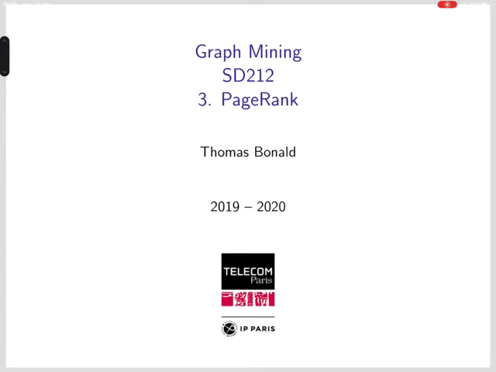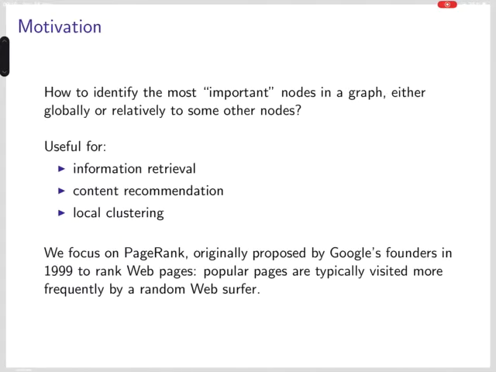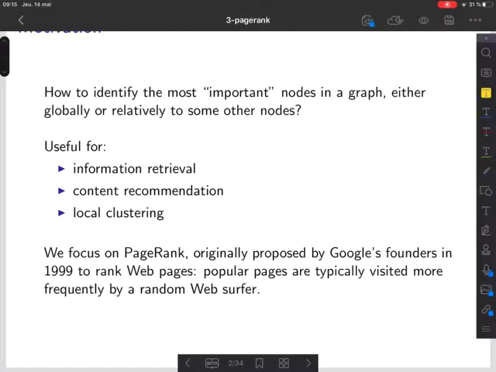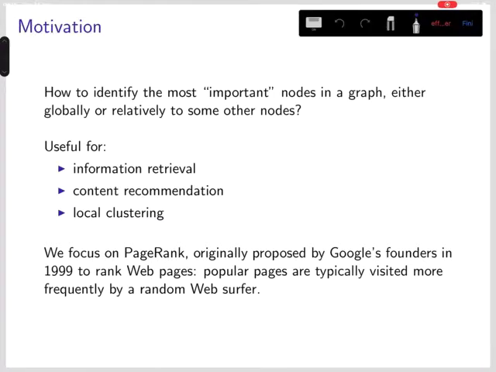Welcome to this lecture on graph mining. So today we'll talk about PageRank. The motivation is to identify the most important nodes in a graph, either globally or relatively to some other nodes. This is useful, for instance, to retrieve some information, to recommend content, or to do some local clustering, that is to explore the neighborhood of a given node.